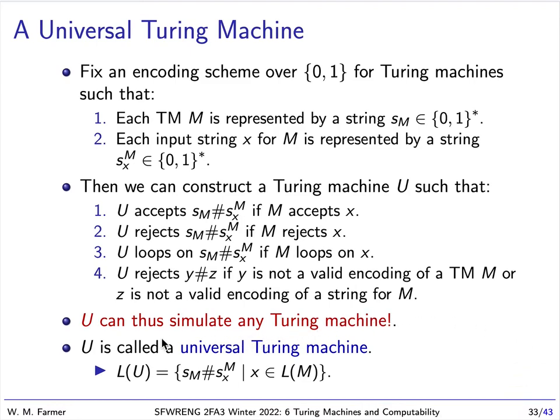Now, as I said, U is called a universal Turing machine, and the language it accepts is the language of strings S sub M # S sub M X, for every X in L of M. So basically, it's going to accept a string like this if there is a Turing machine M, and that M accepts X. Okay. So we have these universal Turing machines. We'll come back to them later.